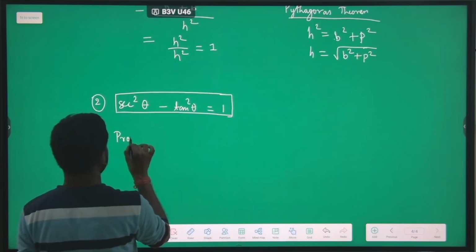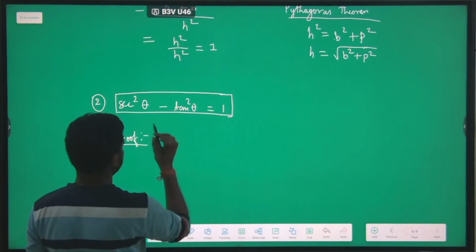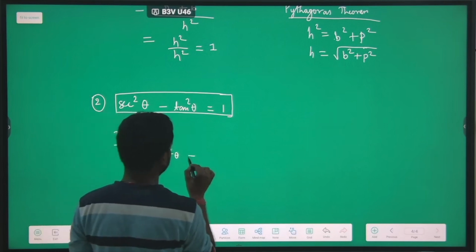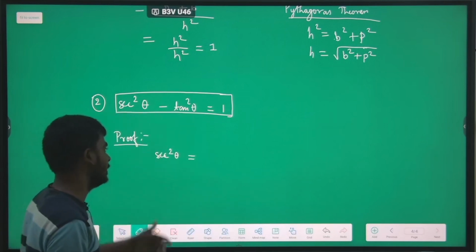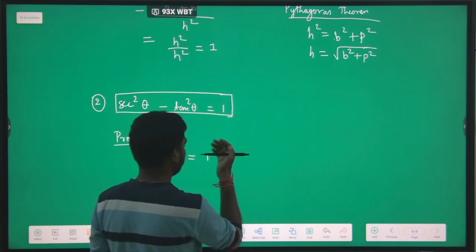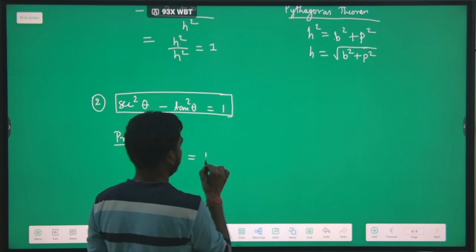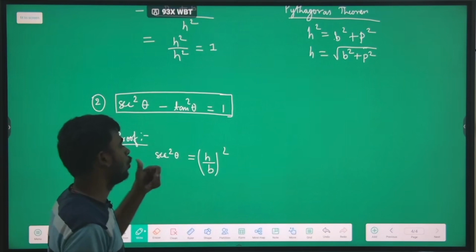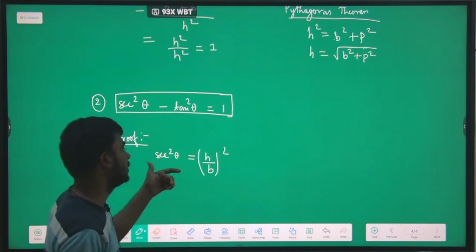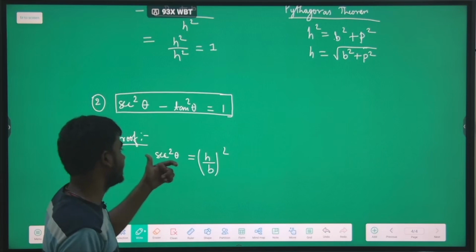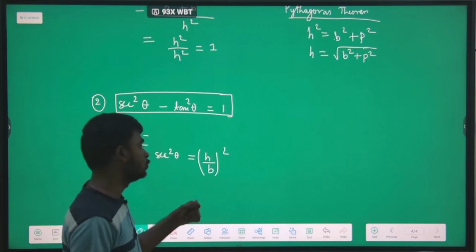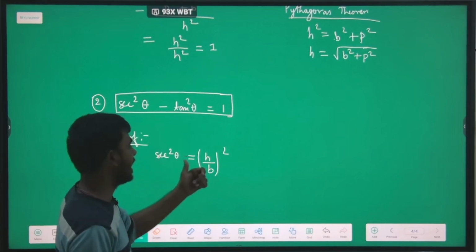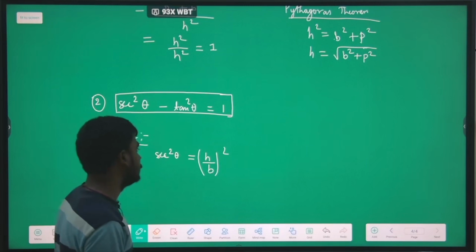Proof. Sec square theta is what? Sec square theta, that means secant of theta whole square, is h upon b whole square. We know that cos of theta is b upon h, and secant of theta is the opposite of cosine of theta, so it will be h upon b. So sec square theta, that is secant of theta whole square, is actually h by b to the power 2.